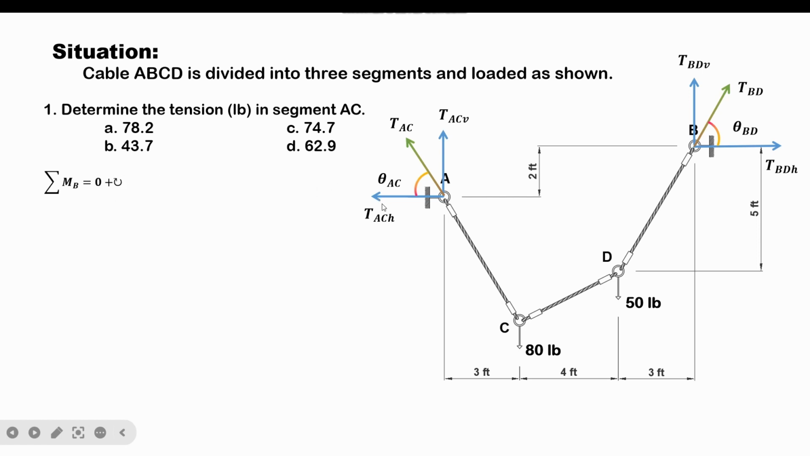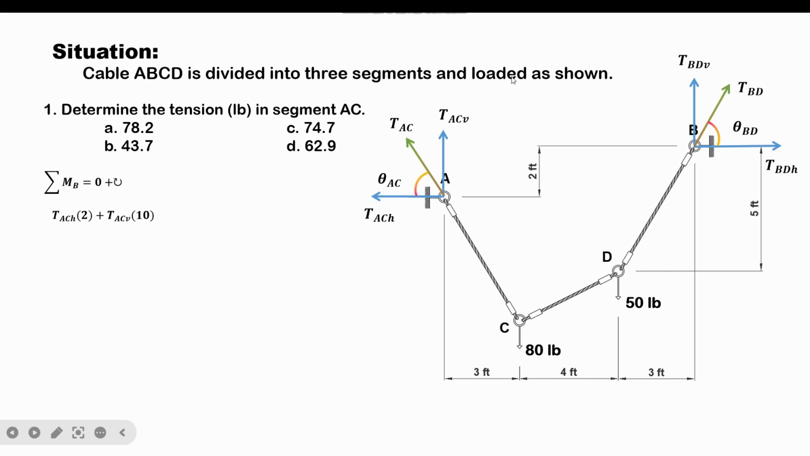So let us first take the moment of TACH about B. If we look at it, TACH would produce a clockwise moment about B. So TACH multiplied by its moment arm, which is 2. Now let's take the moment of the vertical reaction at A about B. If we look at it again, TACV would produce a clockwise moment about B. That's why we have here TACV multiplied by its moment arm, which is the sum of 3, 4, and 3, which is basically equal to 10.